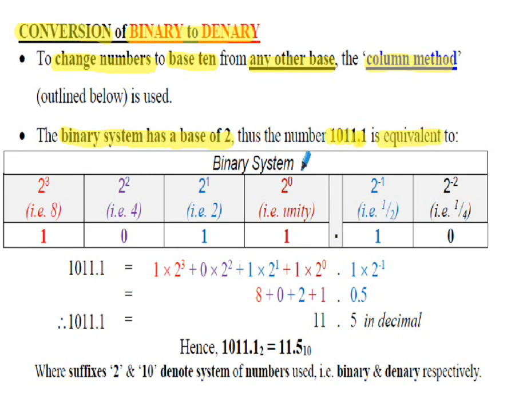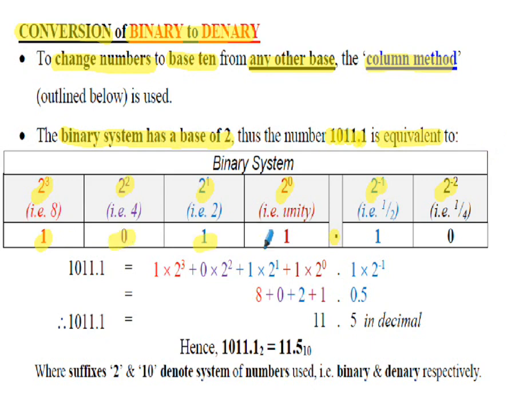To the left of the decimal point we've got 2 to the 0, which of course is 1. We've got 2 to the 1, which is 2. We've got 2 to the 2, which is 4, and 2 to the 3, which is 8. To the right of the decimal point we've got 2 to the minus 1, which is a half from your negative indices. 2 to the minus 1 is 1 upon 2, so it's a half. And we've got 2 to the minus 2, so that's 1 upon 2 squared, or 1 upon 4, a quarter.